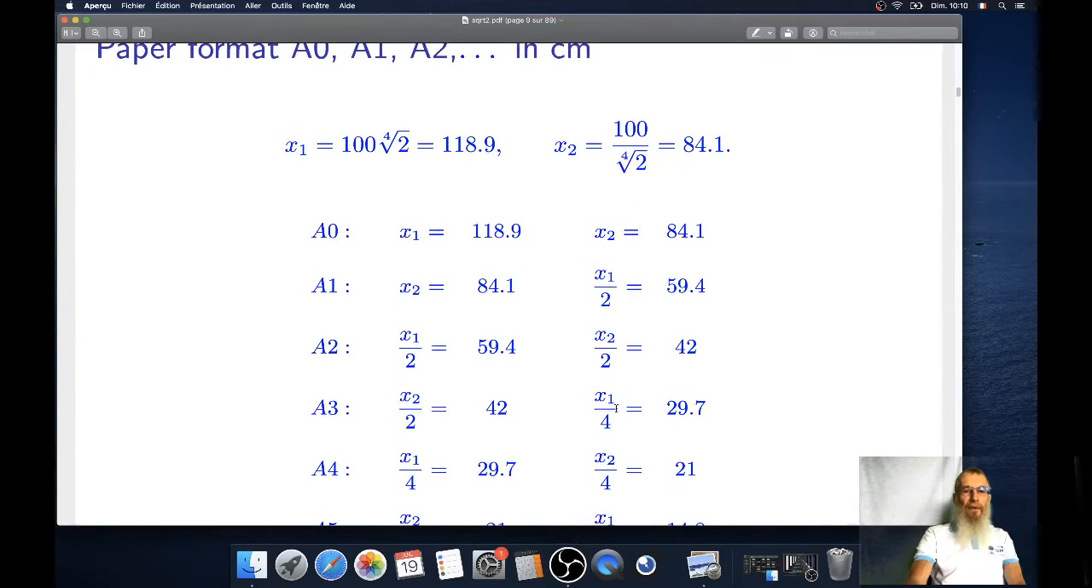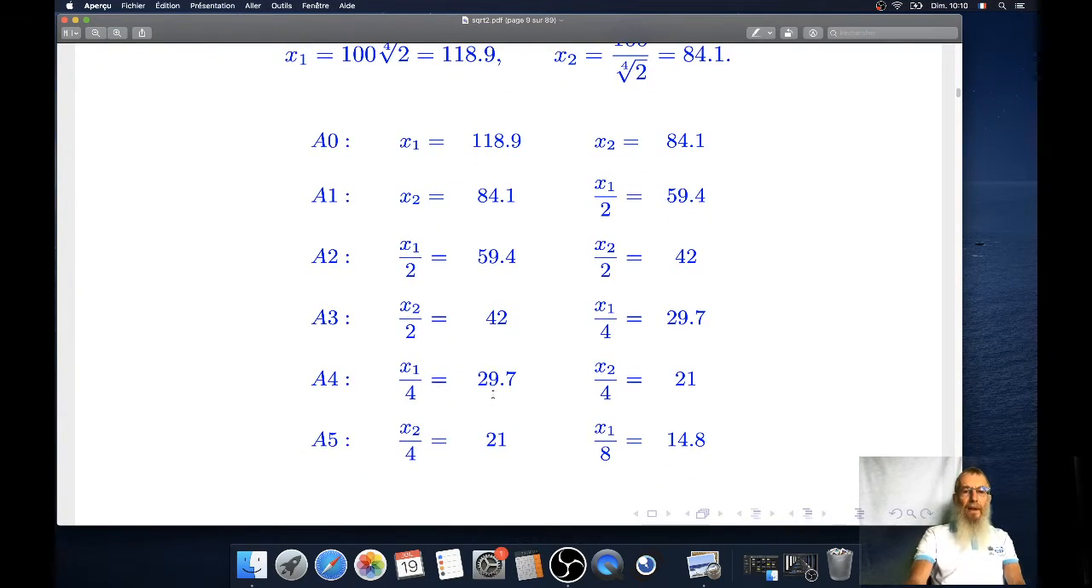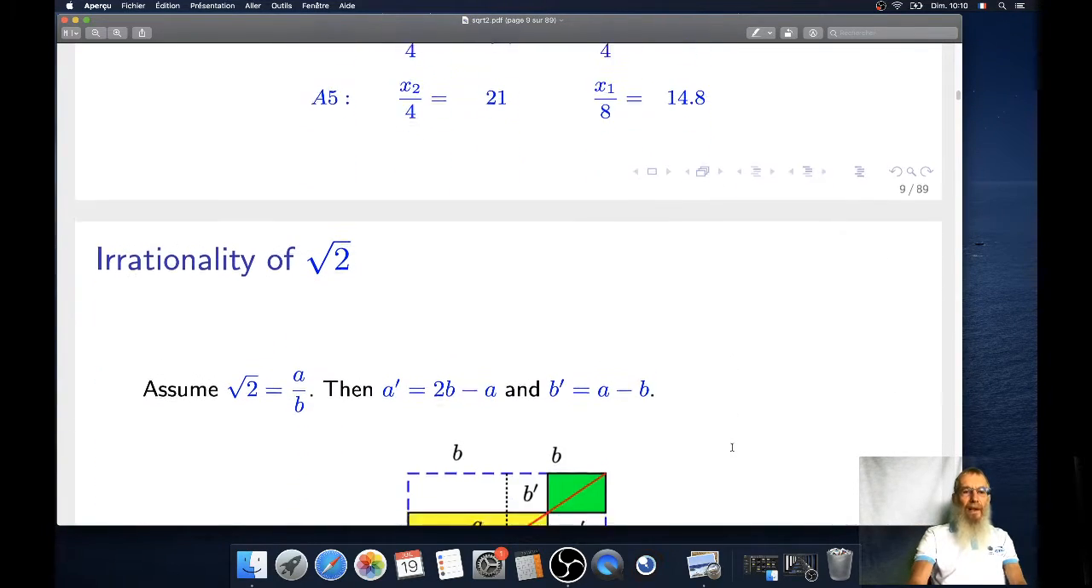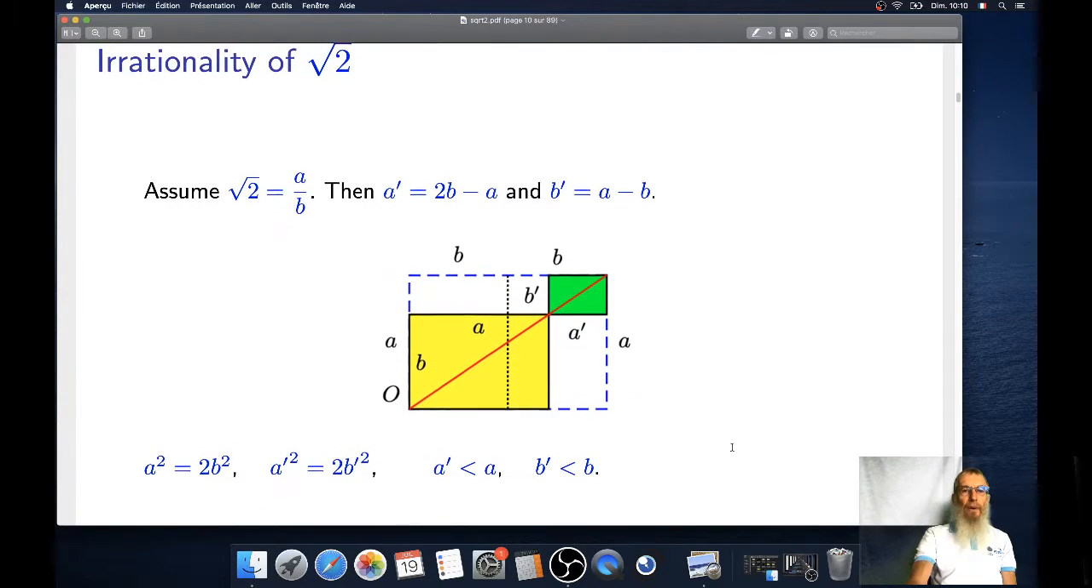So the A4 format is 29.7 by 21. If you double it, you have the A3 format. If you double the A3, you have the A2. If you double A2, you have A1, and then you have A0. So you see that the small side of A0 is the large side of A1, and the small side of A1 is the large side of A2. On the other side, if you split an A4 paper into two parts, you get the A5 papers where the long side is 21. So let us prove the irrationality of square root of 2.